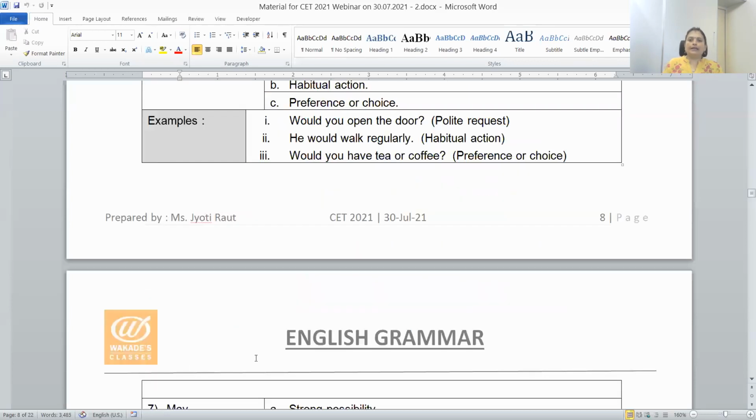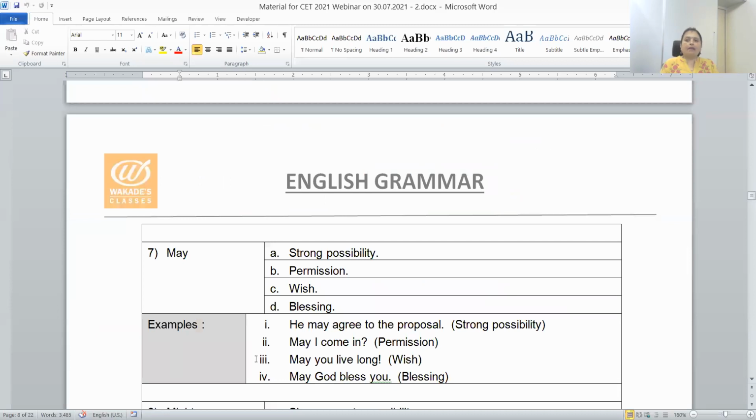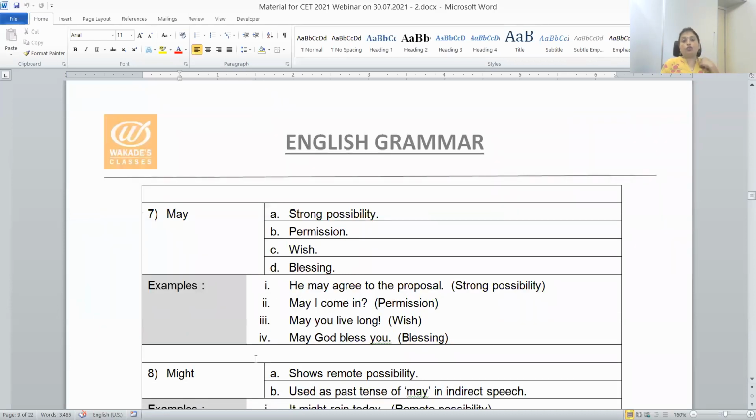Now, next. May. Children, may shows strong possibility. Second is permission. Third is wish. And fourth is blessing. He may agree to the proposal. So see, there's a strong possibility that he may agree. So first is strong possibility. May I come in? Here it shows permission.